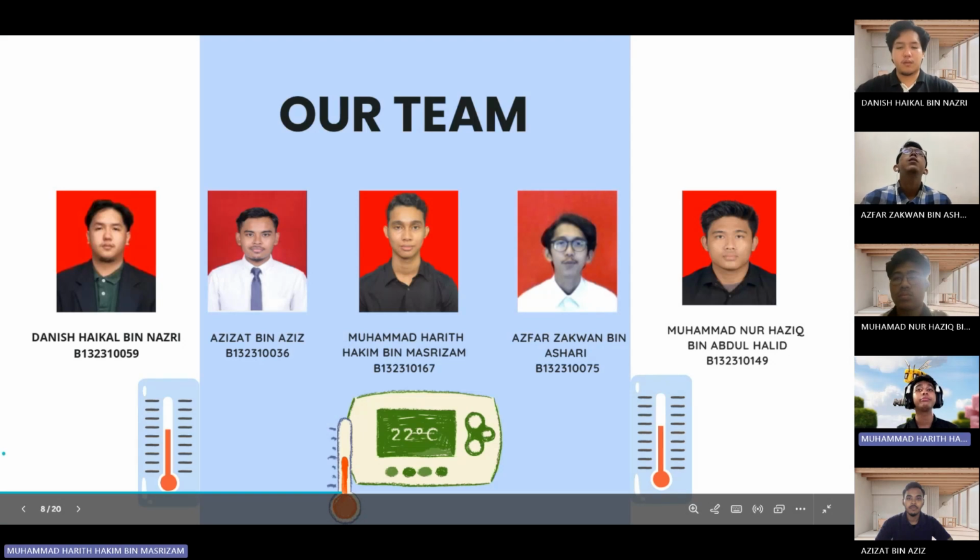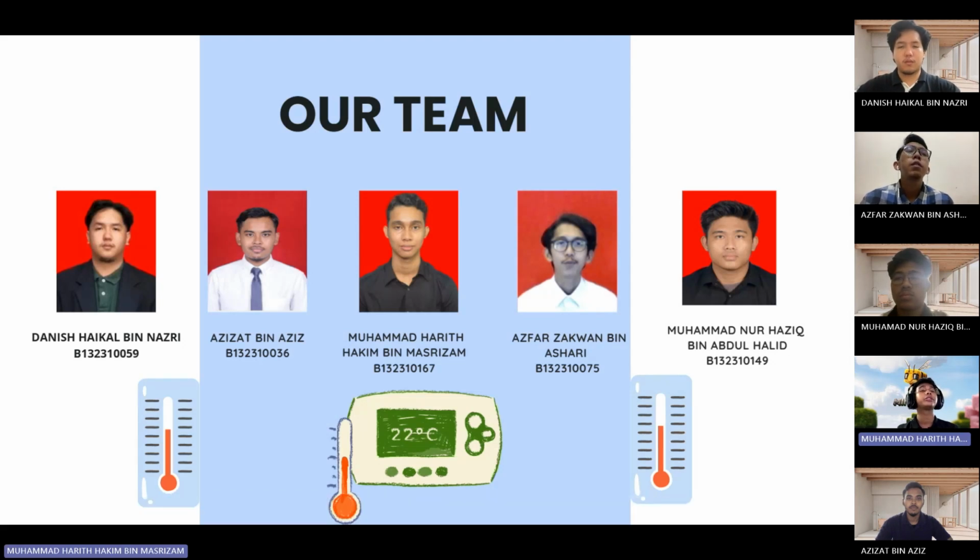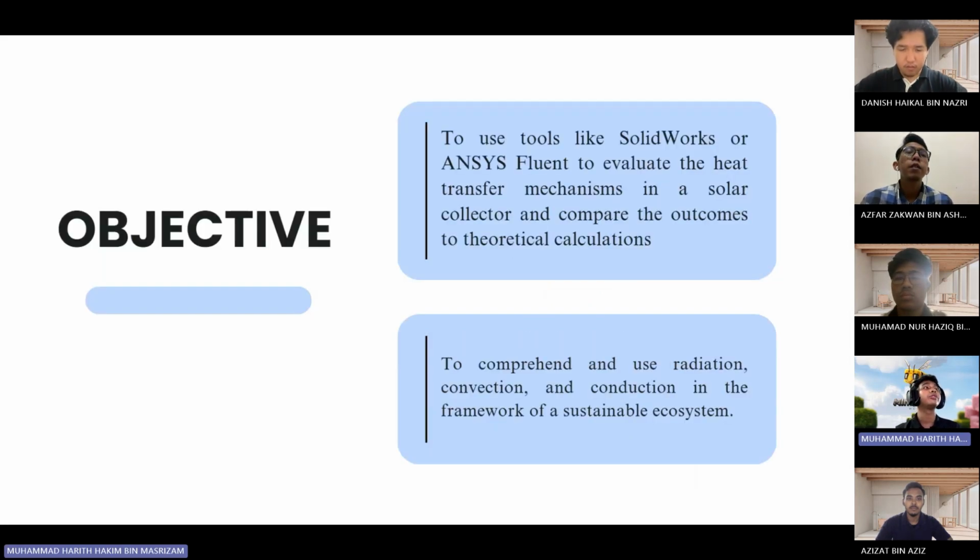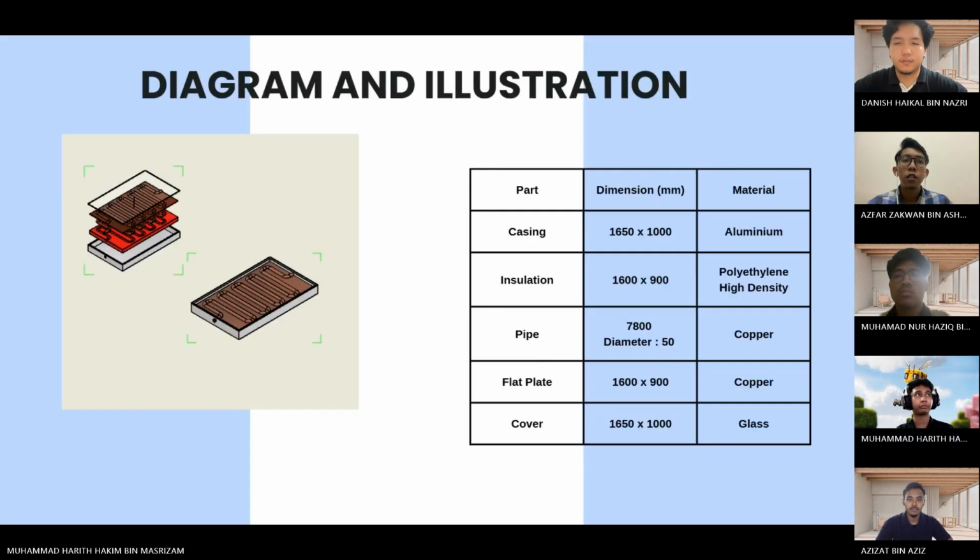So this is our team for this group assignment. For the objective, number one, to use tools like SolidWorks or ANSYS Fluent to evaluate the heat transfer mechanism in a solar collector and compare the outcome to theoretical calculations. Number two, to comprehend and use radiation, convection and conduction in the framework of a sustainable ecosystem.